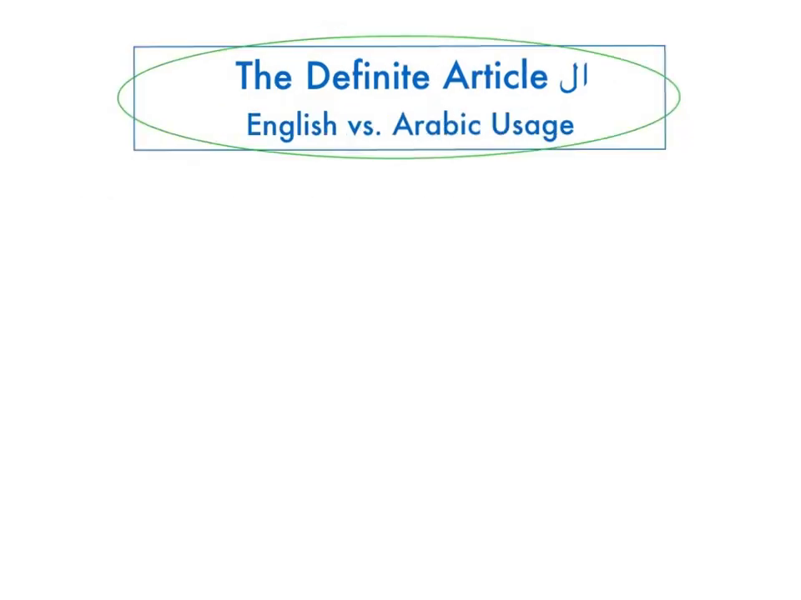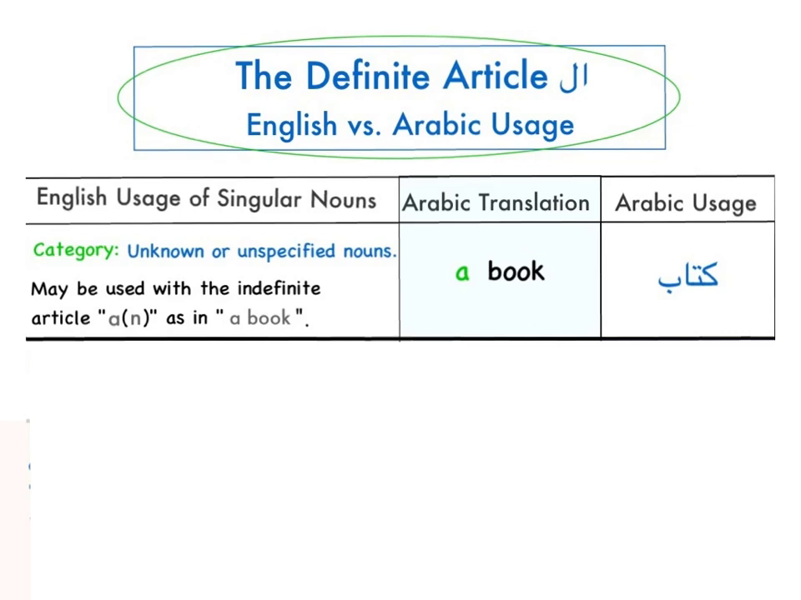The definite article التعريف, English versus Arabic usage. Let's look at the Arabic word Kitaab, meaning book. Kitaab would be translated into a book because it's an unknown or unspecified noun. Notice how in Arabic you don't need any kind of indefinite article, whereas in English you would use a.